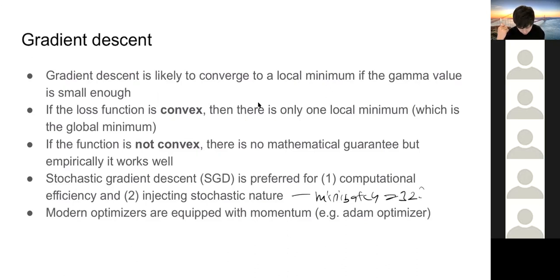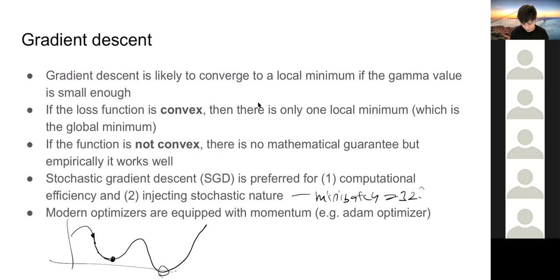And number two is that modern optimizers are equipped with momentum, so things like the Adam optimizer. I'll give you just a really quick overview. It's a really simple and very intuitive thing. Let's say that we were trying to optimize over this function, and we started from here. Is there no way that we can get here? If we use stochastic gradient descent with very small gamma, then there is no way, because we'll probably go here, here, and here, and just stay here, right?